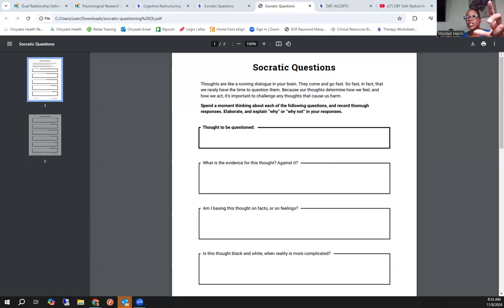For the thought to be questioned, I want you to get a piece of paper or a notebook and write down the thought. If you have a situation that occurs, I'll make one up. I think I used this one before, but I like using it. The other day, I went into the gas station to get some gas, and then I went to get some snacks. I basically pay for my gas inside because I want to get some snacks, right?